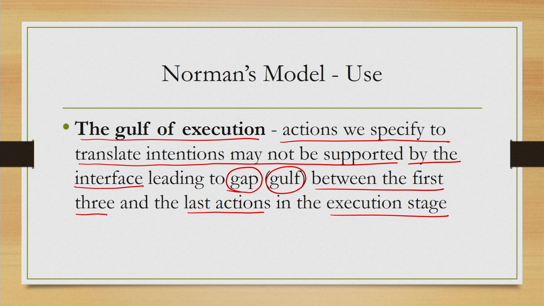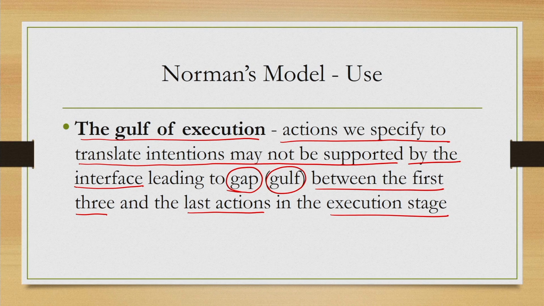So when we say specify the action to be done on the screen by translating your intention to real world actions, it may happen that the way the system has been designed, the translation actually is not working. Whatever we thought that we should do on the screen, those actions are not supported by the interface. So it points towards a gap, a gulf between different actions in this stage. That is known as the gulf of execution.